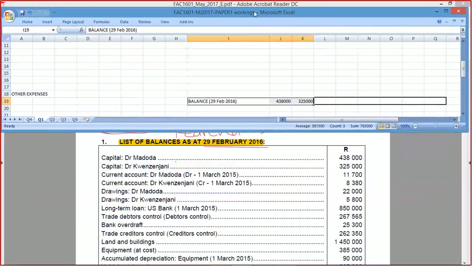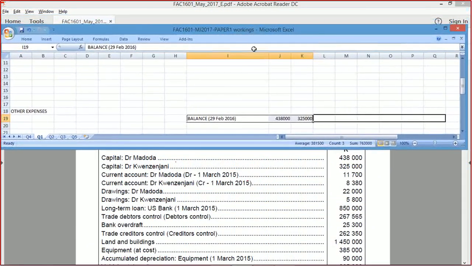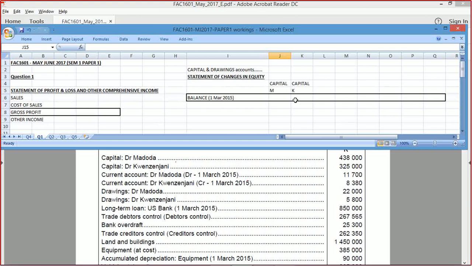Okay, so that's the first two balances. Current account, M and K. What is this? It's capital, but you're going to have to close them off. No, you see, you don't close off current account. When do you close off current account to capital? When I have a liquidation, when I'm selling the business or getting rid of those accounts. Is this business being liquidated? No. So why do you want to close current to capital?